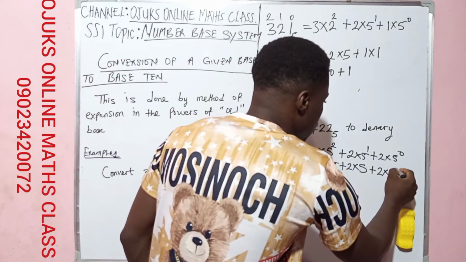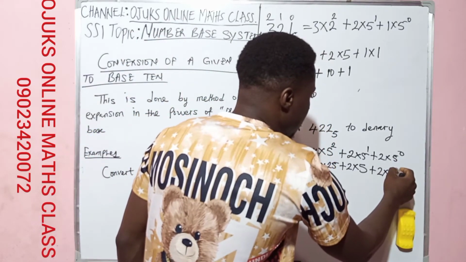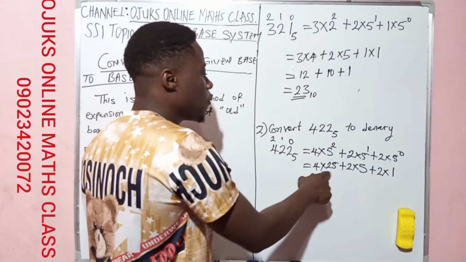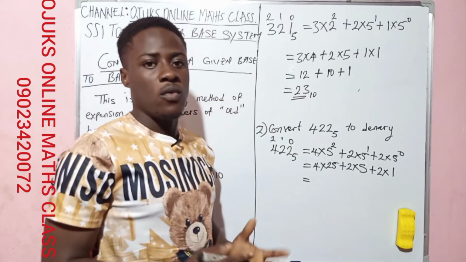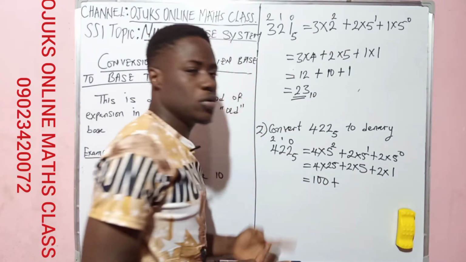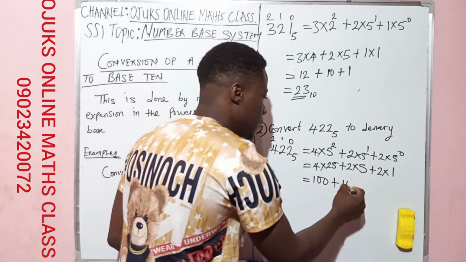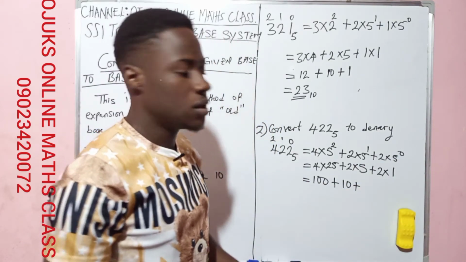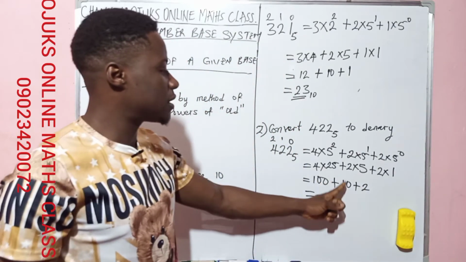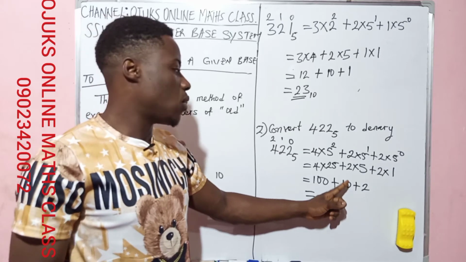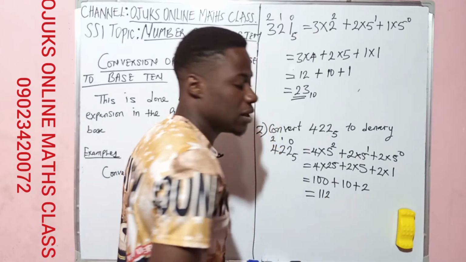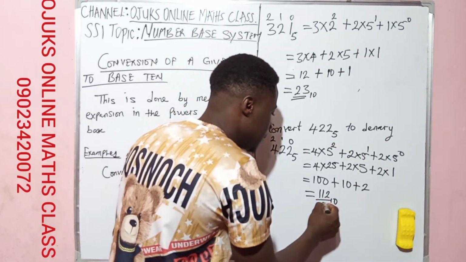So we are having 2, 5 raised to the power 2 will automatically give us 1. So we have 2 times 1. So if we solve further, 4 times 25, we're having 100. So this is 100 plus 2 times 5, we'll have 10, plus 2 times 1, automatically we'll have 2. If we add 100 plus 10, we're having 110. Then 110 plus 2, we're having 112. That is 102 base 10.